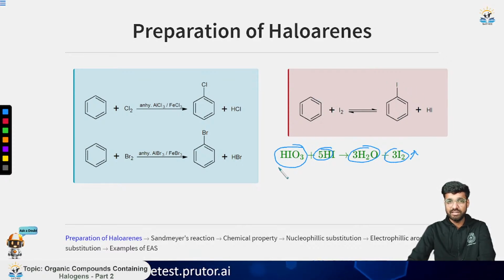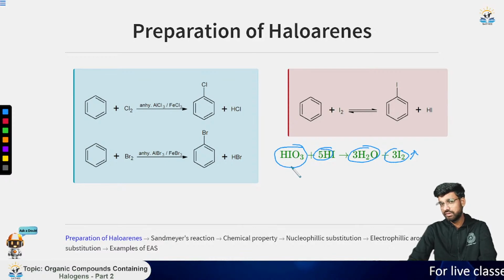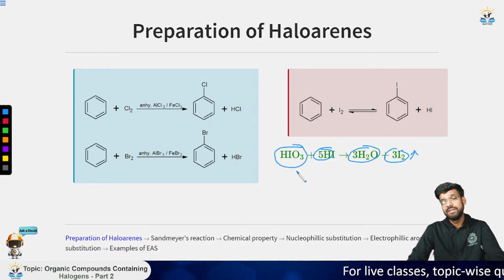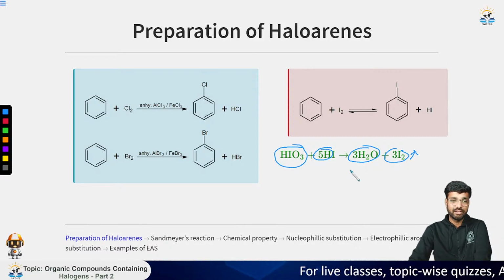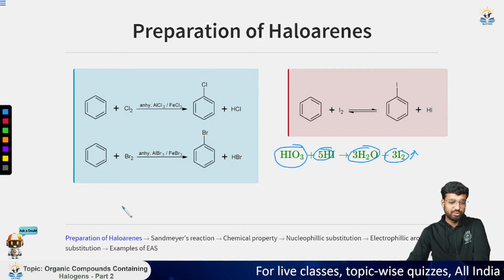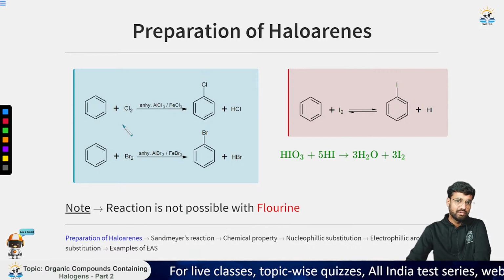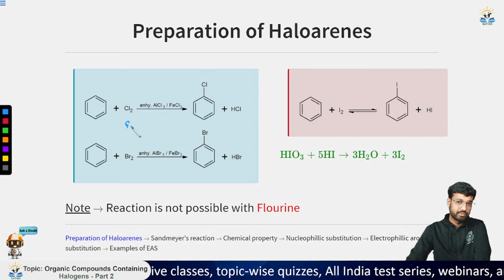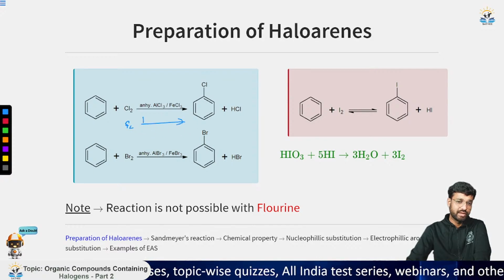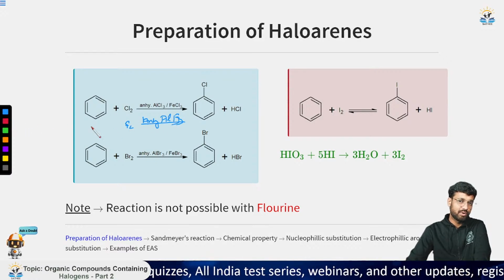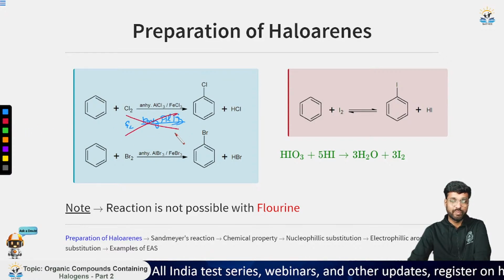This should be kept in mind that for chlorine and bromine we do not need any such reagent, but for iodine we need HIO3. This is done in the presence of HIO3, and HIO3 reacts with HI to give H2O plus iodine. The thing to be noted here is that this reaction is not possible for fluorine. You cannot use F2 in the presence of anhydrous AlF3. This type of reaction is not plausible, so it cannot be considered.